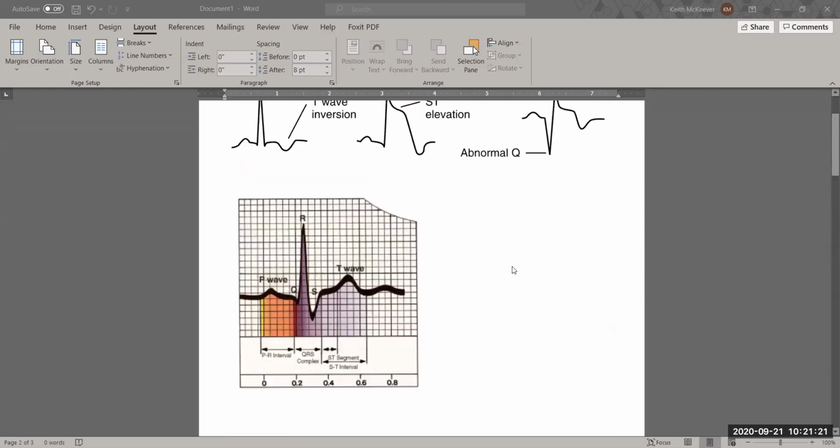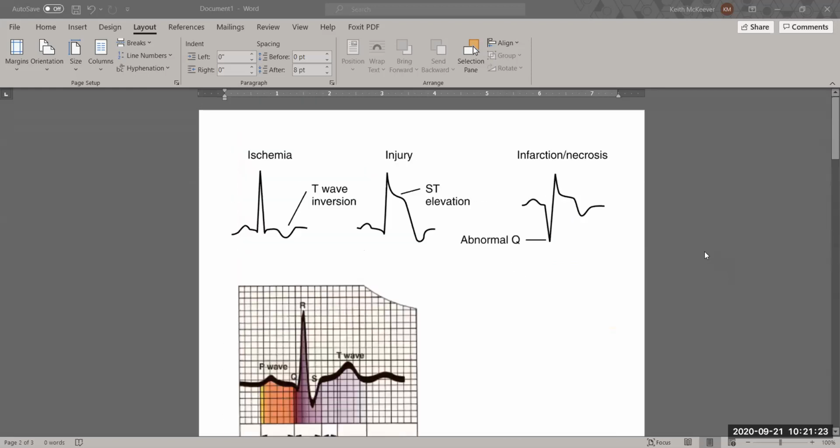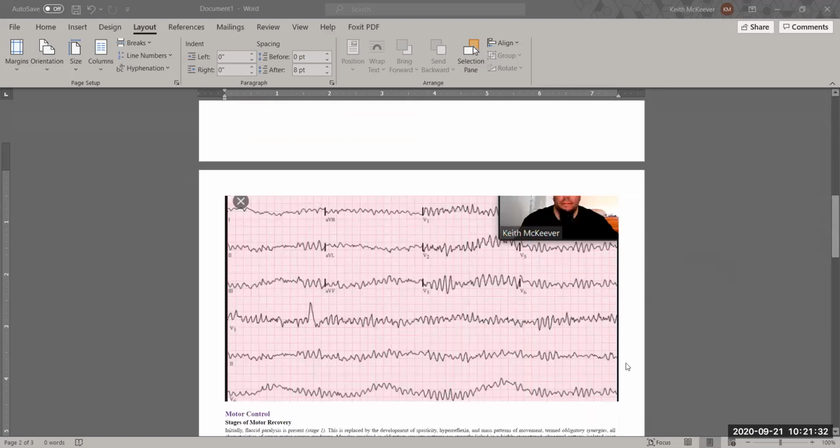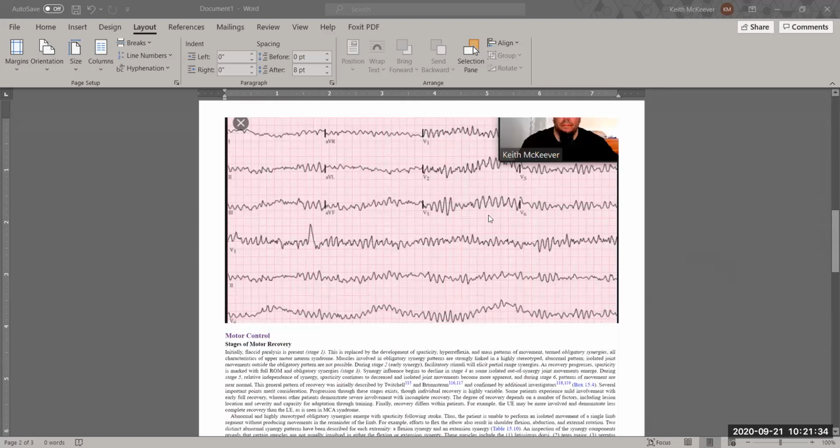Right? But the primary ones that you're really responsible for knowing what looks like are the ischemic, the injury, and the necrosis. So, I mean, this should tell you automatically, like I said, if you're looking at a heart that's got this kind of rhythm down here, that should automatically tell you that you've got problems you need to stop.